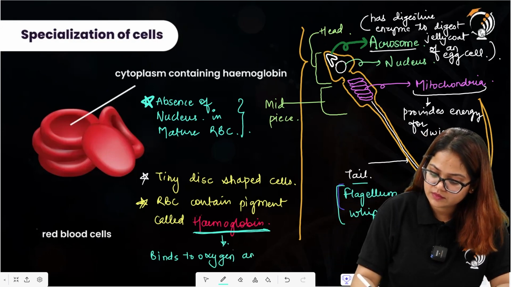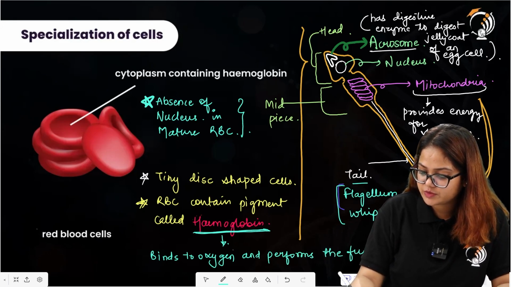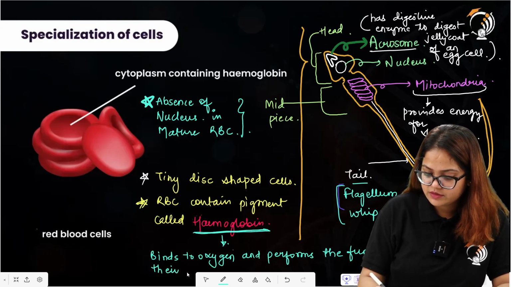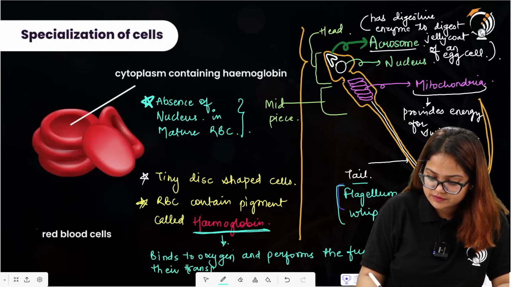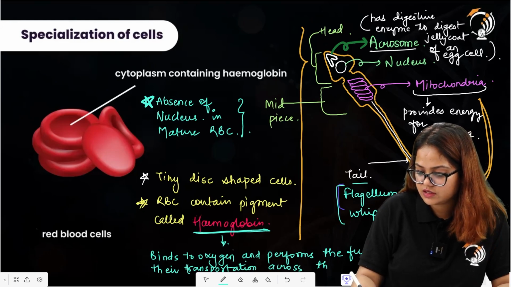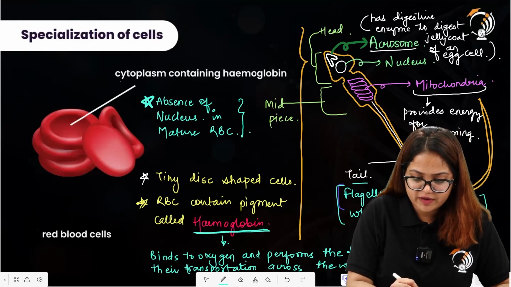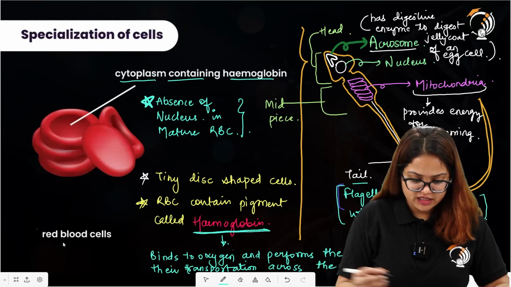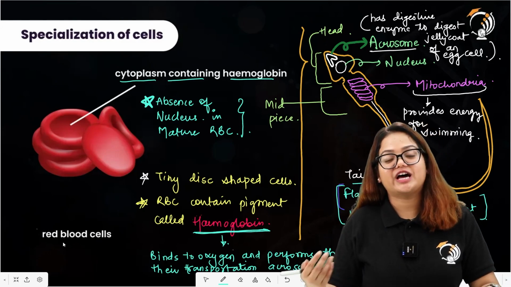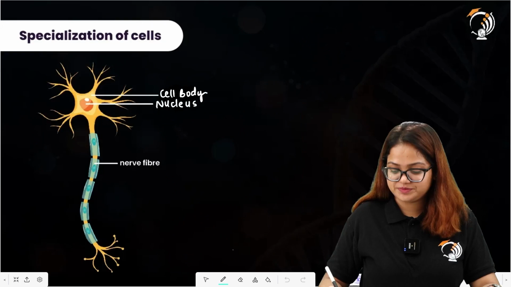So it binds to oxygen and performs the function of their transportation across the whole body. So this is about the RBCs. The cytoplasm has hemoglobin. Hemoglobin binds to oxygen, and by that it is able to transport the oxygen throughout the human body. All right. I hope this is understood to you all.